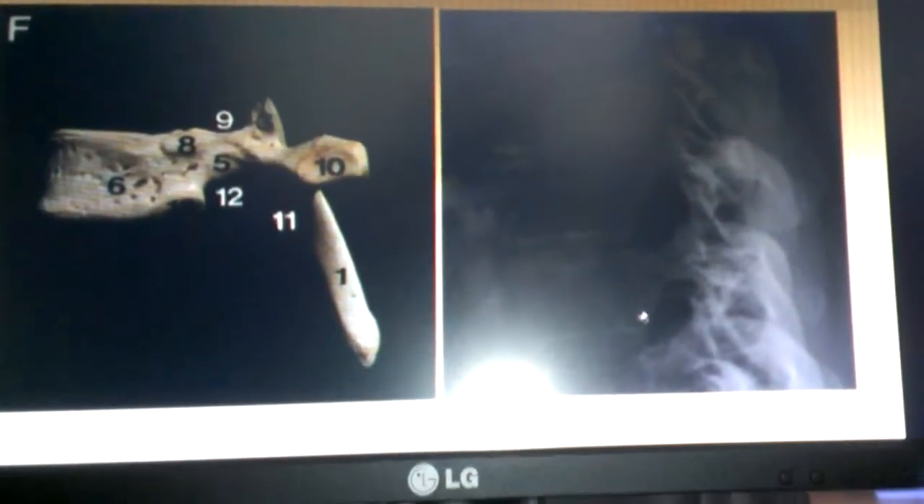Okay, so the posterior aspect of the vertebral body sometimes has a little indentation. Don't get excited about that.